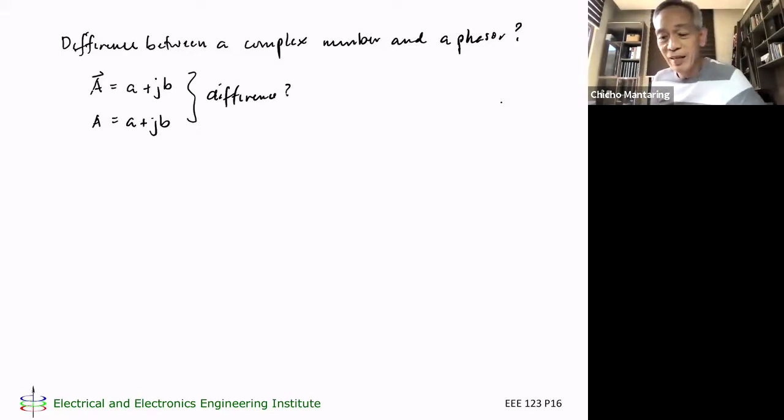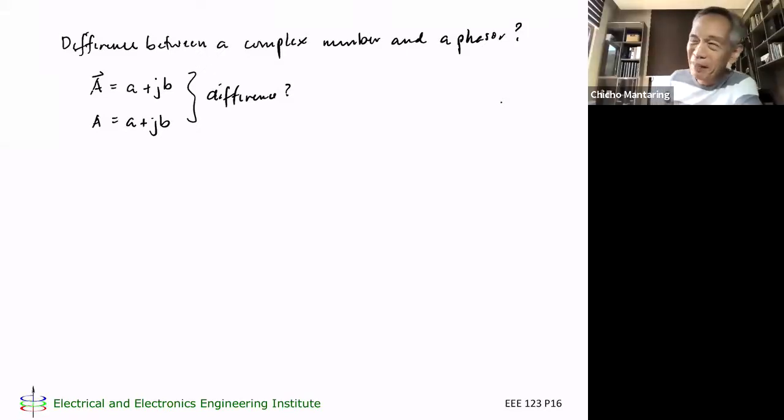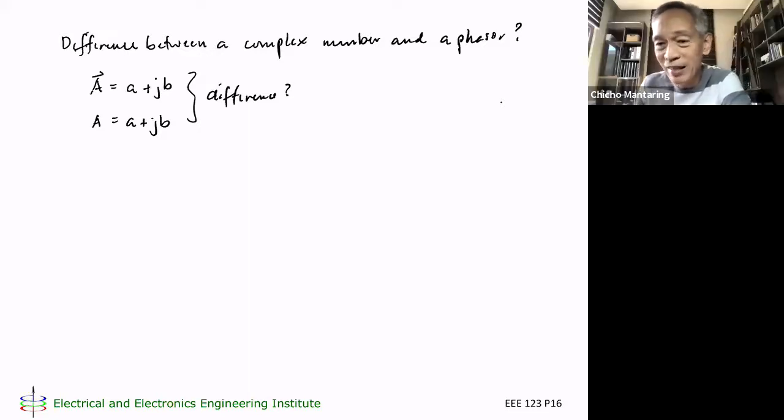Anyone? Can I call you out in turn? One by one. Ivan, can you answer me? Hello, sir. Yes, sir. The first one is like a vector, and the second one is just like a coordinate. Not exactly. No, not exactly.